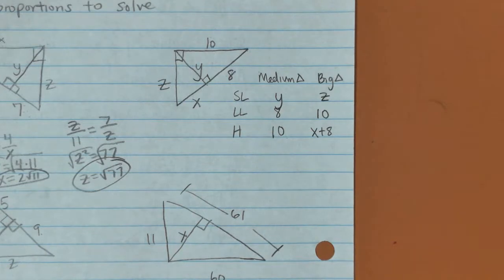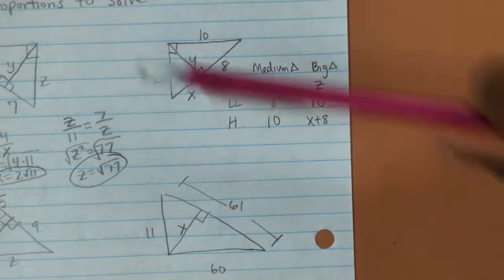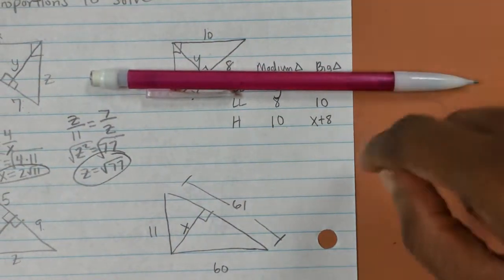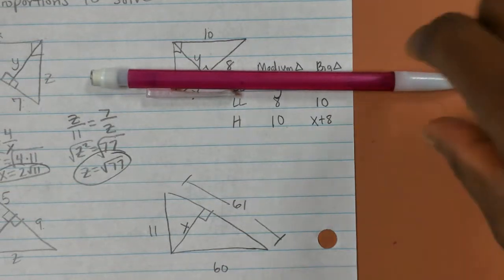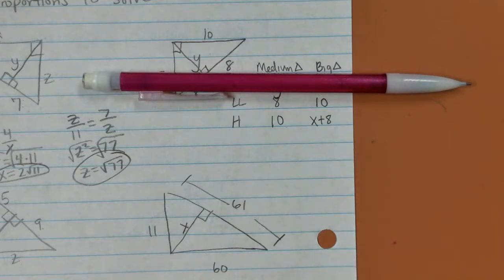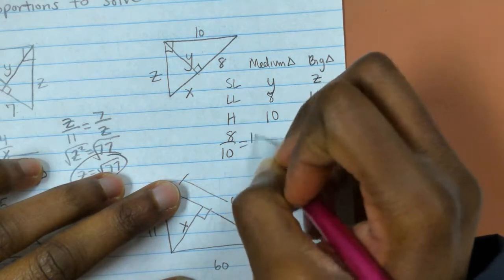Okay. So if I'm trying to solve for a variable, I'm going to need to cancel out the top row. I don't need to cancel out two rows because I didn't even draw the short leg one. I just need to cancel out the top row. And then that gives me, let's see, 8 over 10 equals 10 over x plus 8.